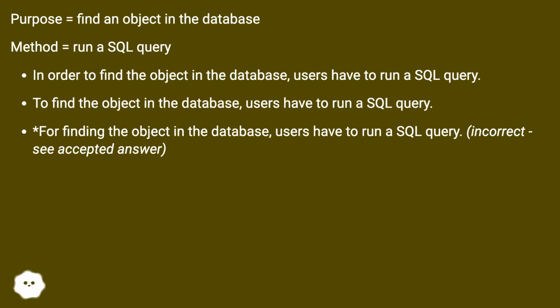Purpose equals find an object in the database. Method equals run a SQL query. In order to find the object in the database, users have to run a SQL query. To find the object in the database, users have to run a SQL query. For finding the object in the database, users have to run a SQL query. Incorrect, see accepted answer.